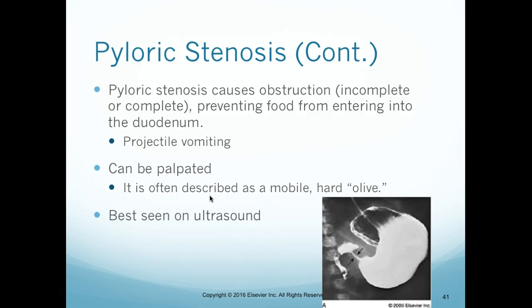So it causes an obstruction, complete or incomplete. Sometimes a little bit of food gets through. It's preventing food from entering into the duodenum. So you have projectile vomiting. That's what I'm talking about, going across the room. And I'm not kidding when I say projectile vomiting. It'll go like 4 feet. It can be palpated, and it's often described as a mobile hard olive.